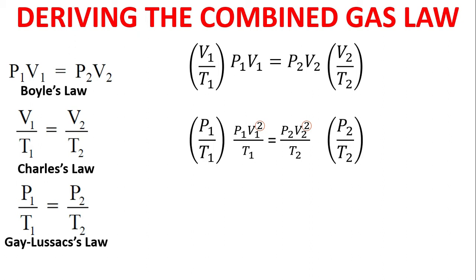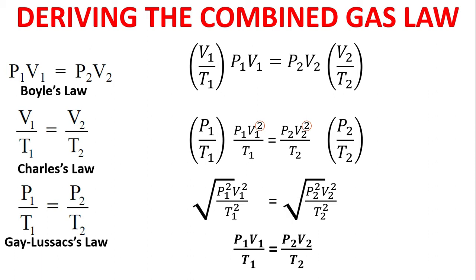Next, you have to use Gay-Lussac's law. Just multiply P1 over T1 and P2 over T2 on each respective side. So this will make the pressure and temperature squared. Now, since everything is squared, you have to take the square root, and this will give us P1V1 over T1 equals P2V2 over T2, which is the combined gas law. So it's very simple, right?